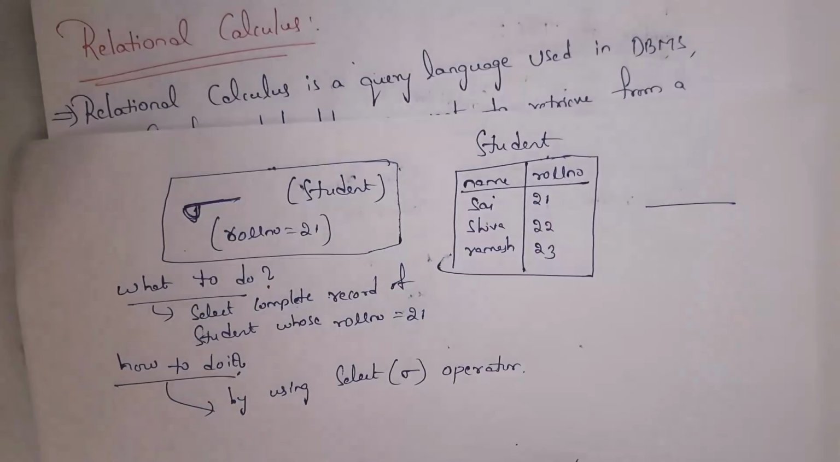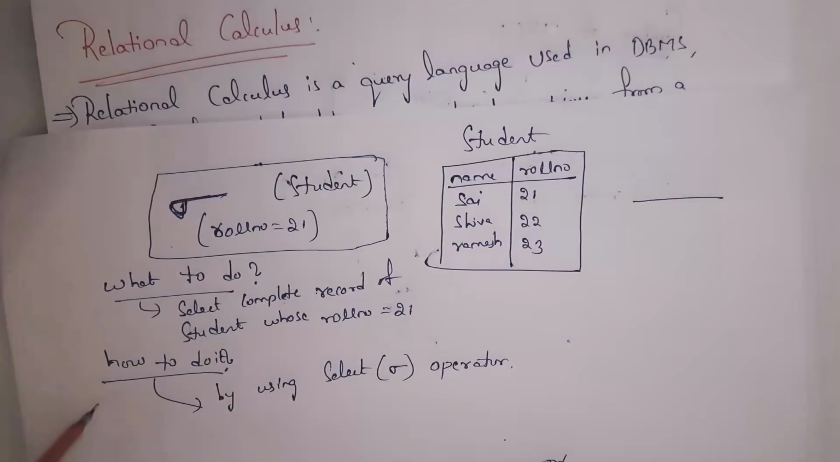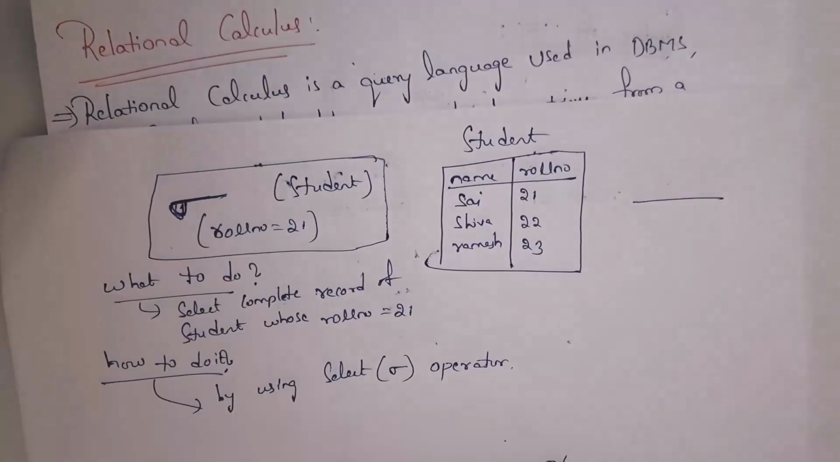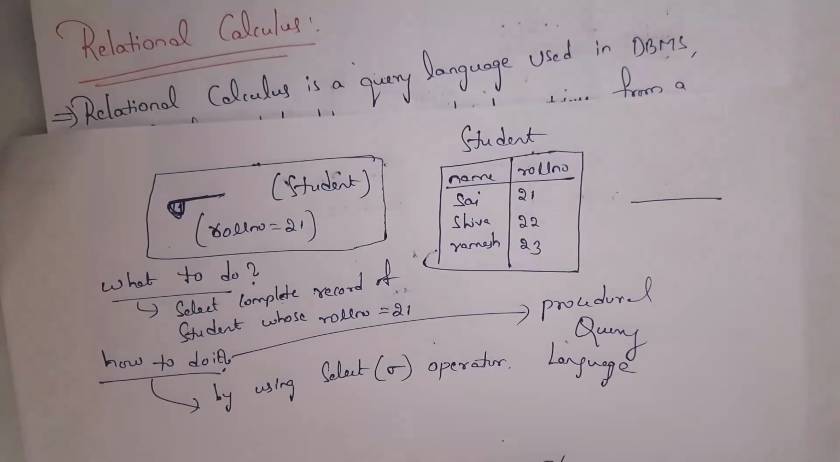Here what I want to do is select the complete record of the student whose roll number is 21. And how can we do it? We can do it by using the selection operator, the sigma symbol. This is a relational algebra operation. So in a relational algebra operation, we specify what to do as well as how to do it. How to do it is nothing but giving the procedure in order to find the above query.